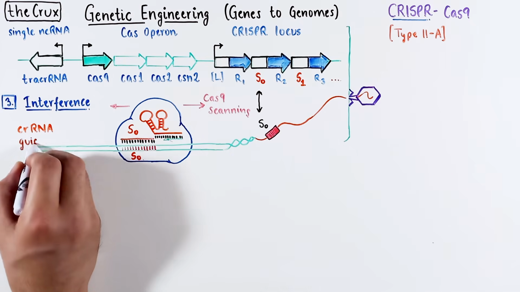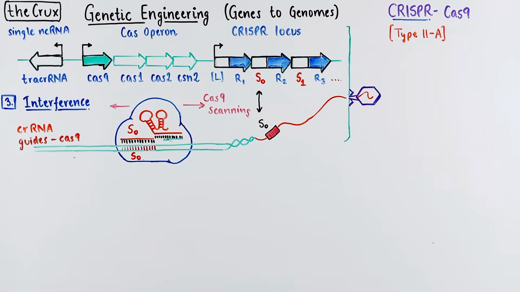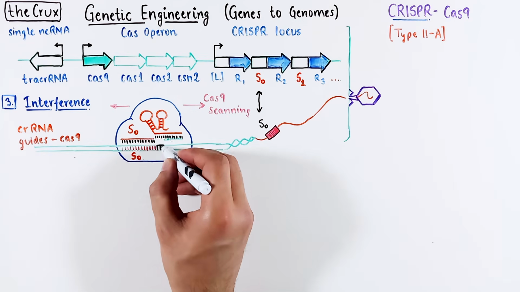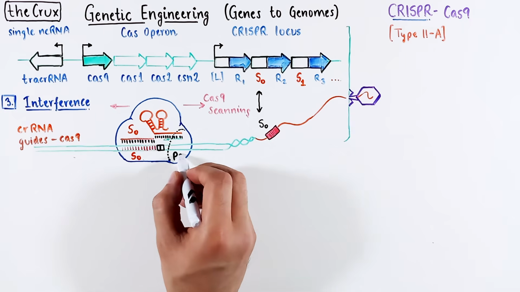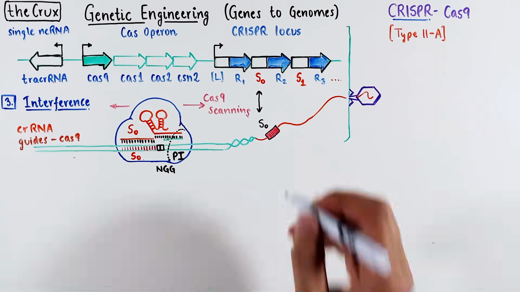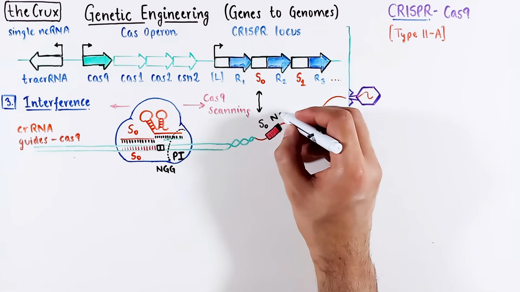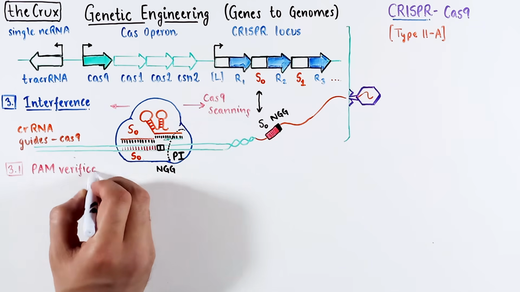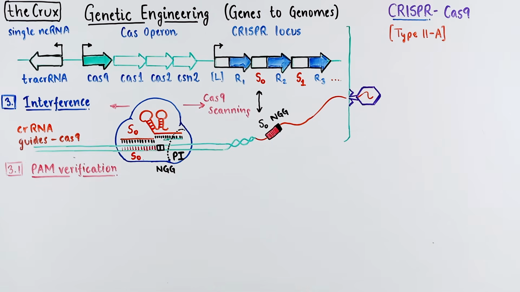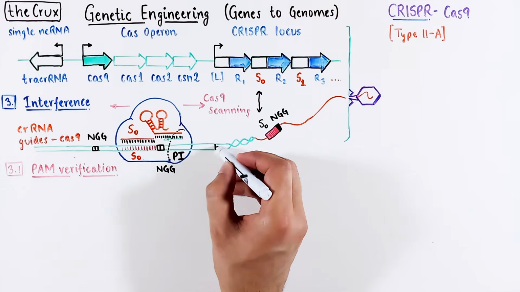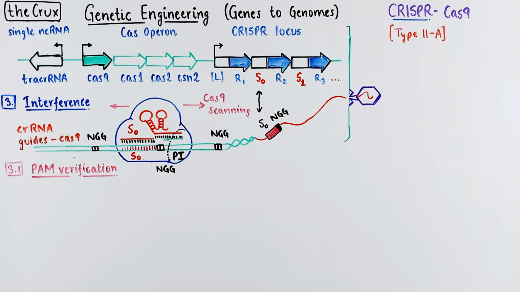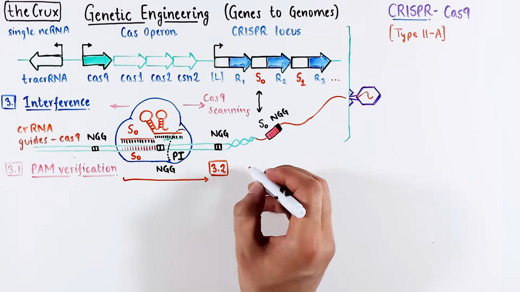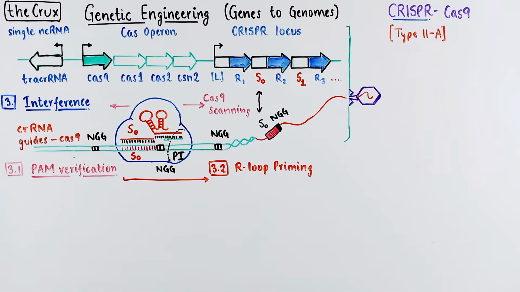But the process of guiding Cas9 to the correct location starts with the PAM-interacting domain, which is looking for an NGG sequence. Recall that NGG was used in memory creation as well. This step is called PAM verification. There could be many NGGs in the foreign DNA, but only one specific NGG will be next to the S0 spacer.